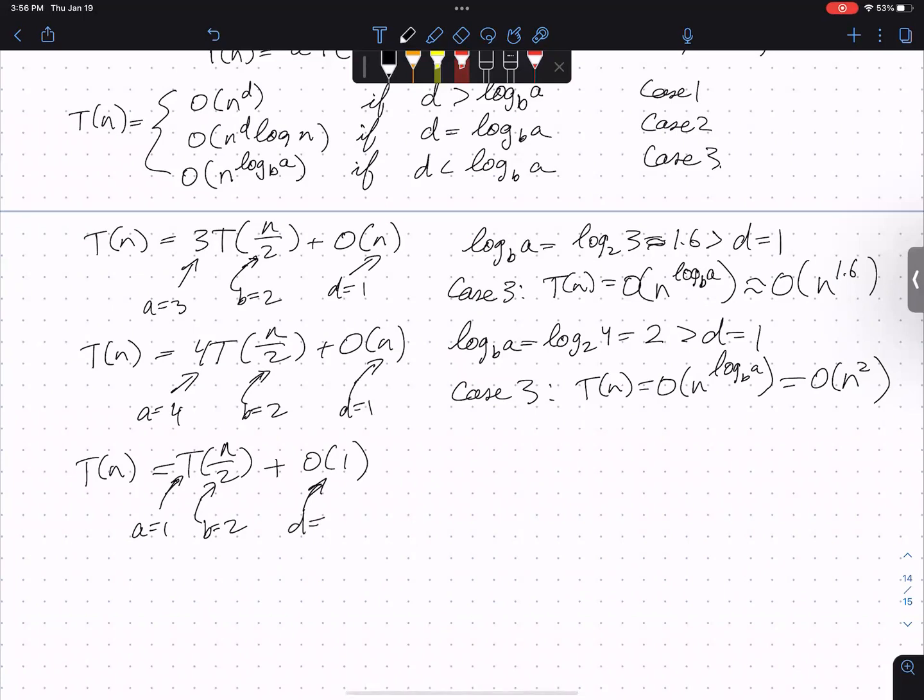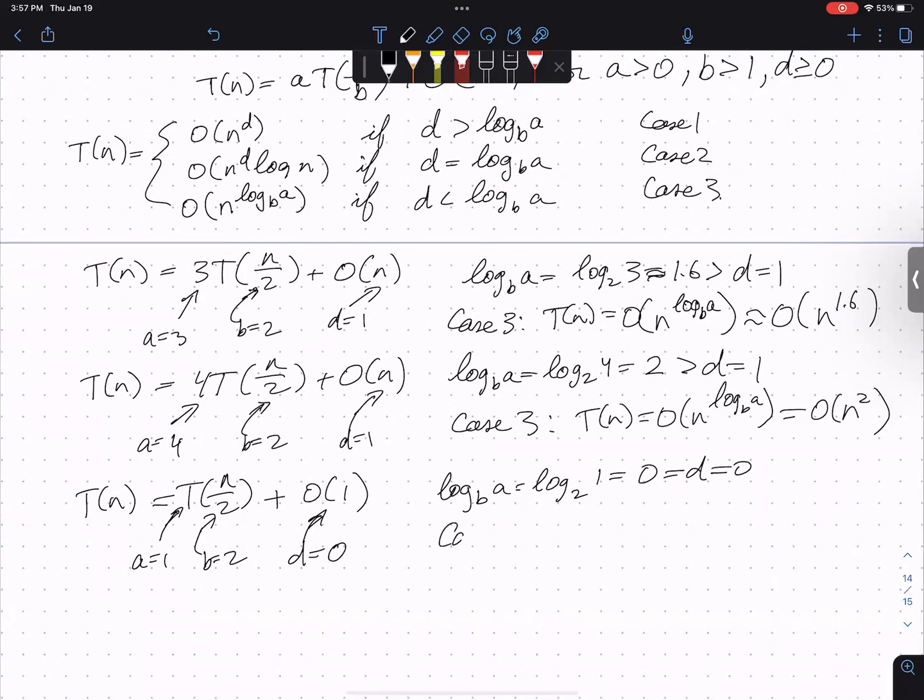So here, 1 is a polynomial of degree 0, right? Remember this. n to the 0 is 1. Okay, so let's see. You know how long binary search takes, so you can probably guess what we'll get here, but let's see what the master theorem gives us. Log base b of a is log base 2 of 1 equals 0, which is equal to d, which is 0. So this is the case when the two are equal to each other, and that's case 2, in which T of n equals O of n to the d log n, but d here is 0, so this is just O of log n.